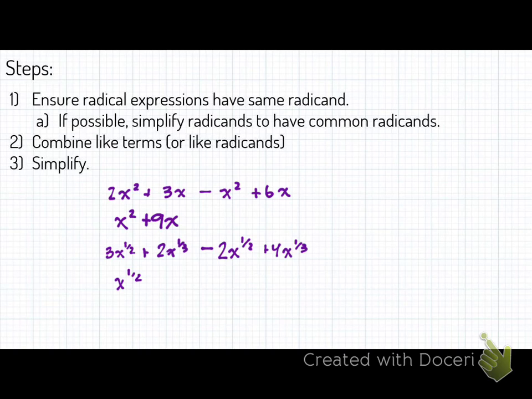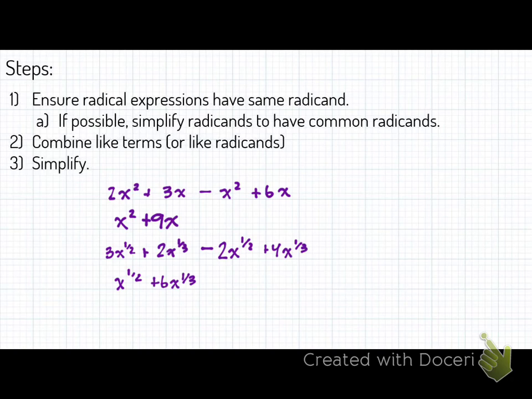Do y'all see that? Okay, then we have x to the 1/3. There's 2x to the 1/3 here, plus 4x to the 1/3. How many is that? Again, what's 2 plus 4? Okay, good. So 6x to the 1/3. Does that make sense? Okay, we're almost done. Eyes up here on this concept.